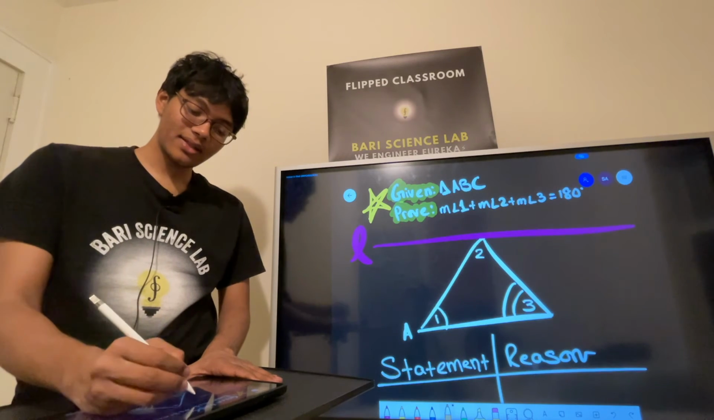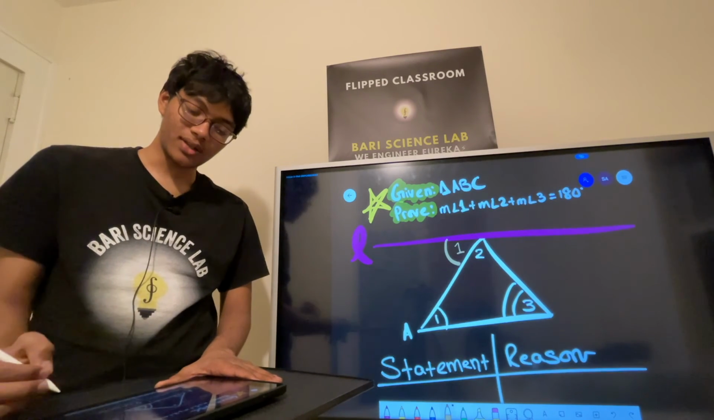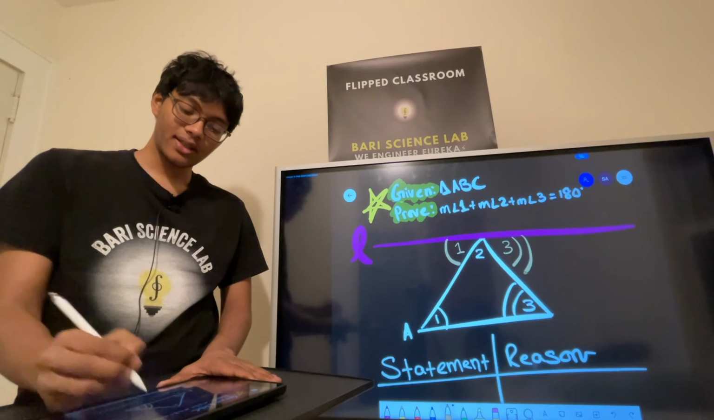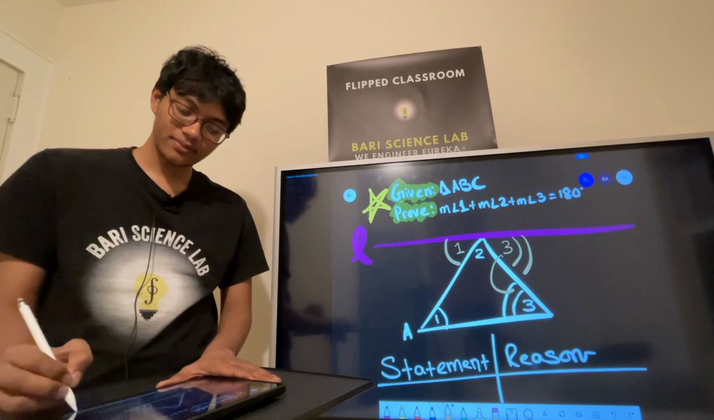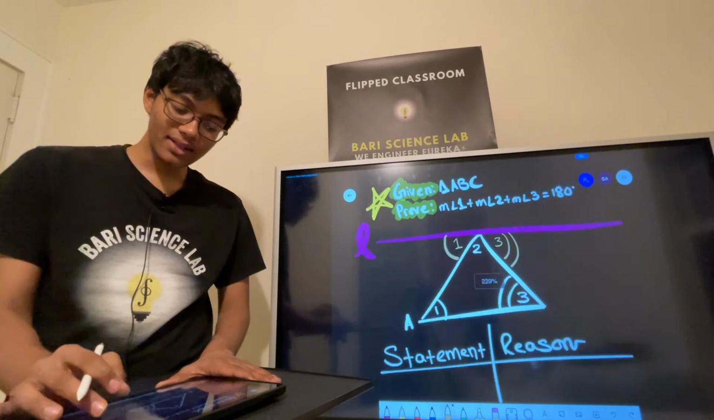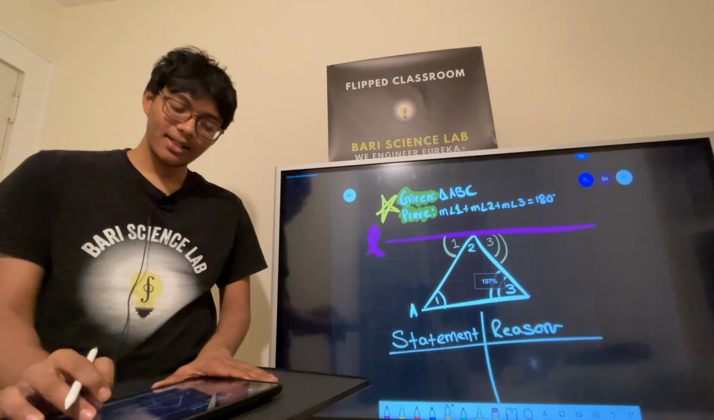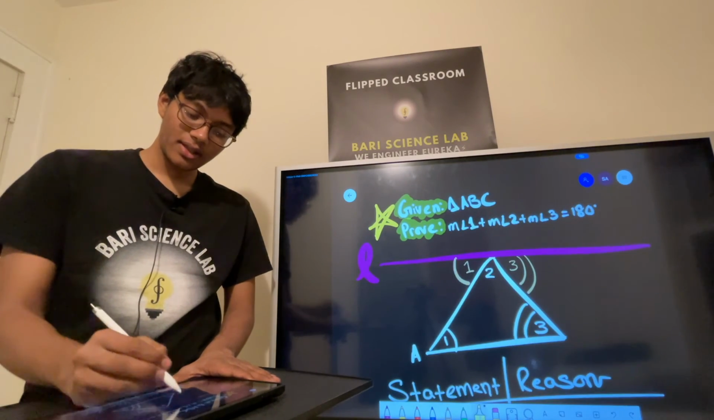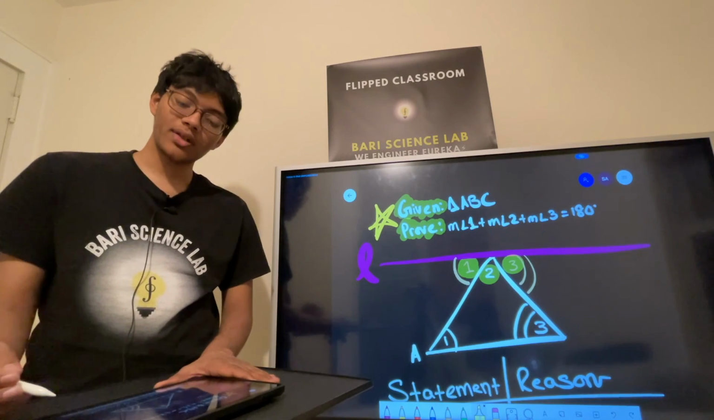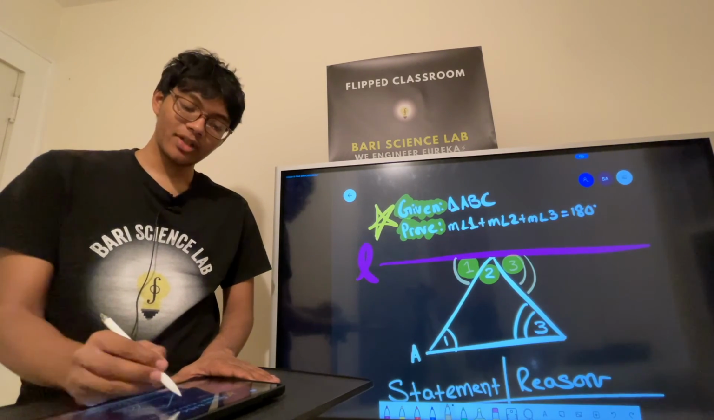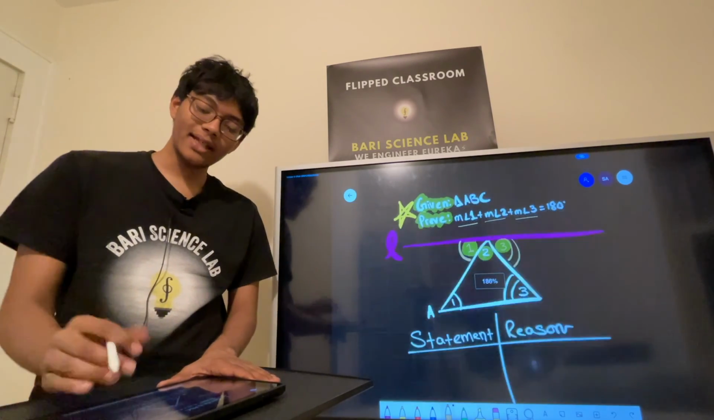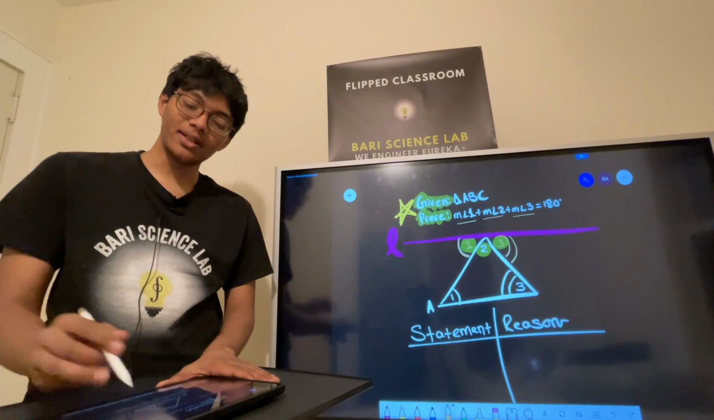So that means this angle should be angle 1. And by the same logical reasoning, this should be angle 3. That's also alternate interior to this one. Maybe I shouldn't draw it so big. There we go. And so now what I can say is that angle 1, angle 2, and angle 3 form a line. And a line has 180 degrees. Therefore, the measure of angle 1, the measure of angle 2, and the measure of angle 3 have to add up to 180. And that's what you can use to fill up your statement and reasons table.